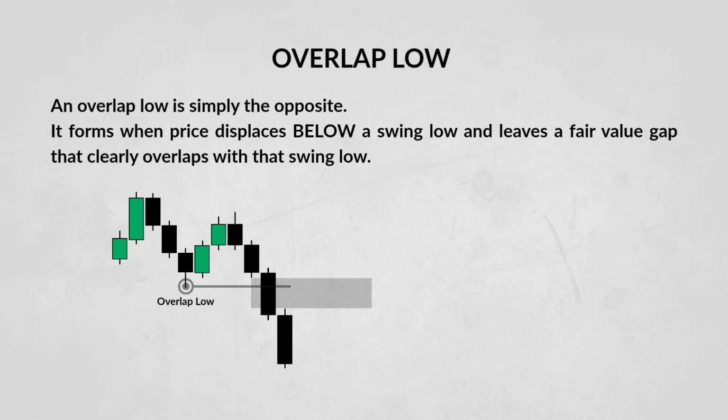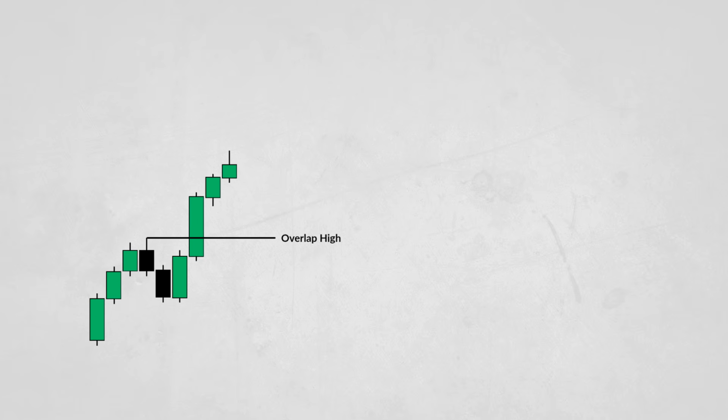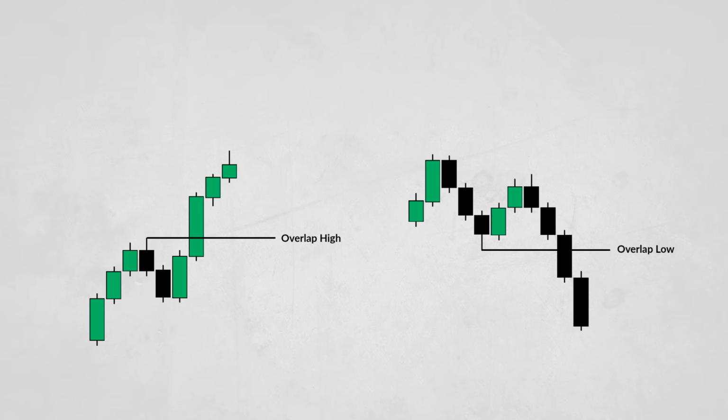Once you identify an overlap swing point, whether it's an overlap high or an overlap low, you can set your limit order directly from that area and then target either the external range liquidity or a 1 to 2 risk to reward or your draw on liquidity, depending on the type of trader you are.